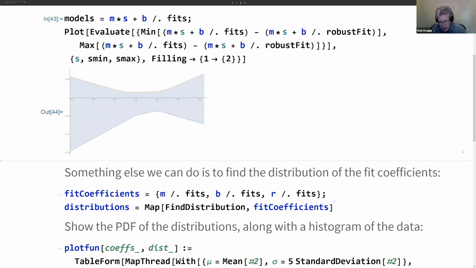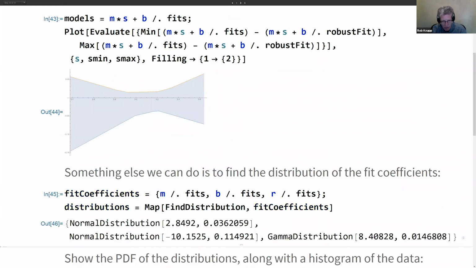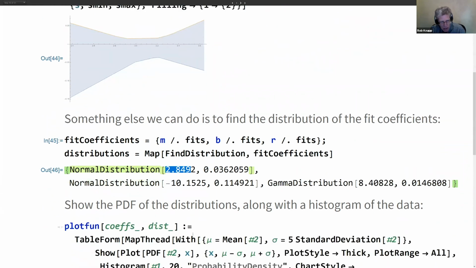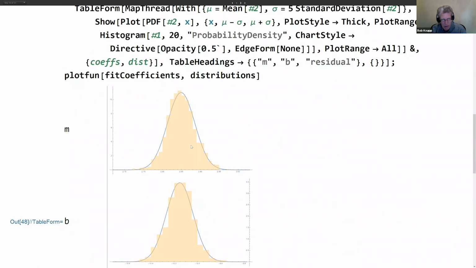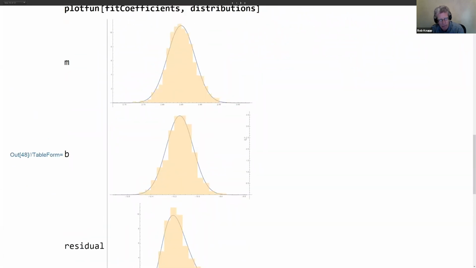Something else you can do, which is quite interesting, is you can use the FindDistribution function to find the distribution of these fits. And it turns out that the slope is approximately normally distributed with a mean, and you can actually look at the PDF with the histogram in this plot. That's the slopes and the intercepts. It's really very much centered around 2.85, so we can be pretty confident that this slope is not actually 3, but something less than that. And again, that makes sense because of the parallelism.